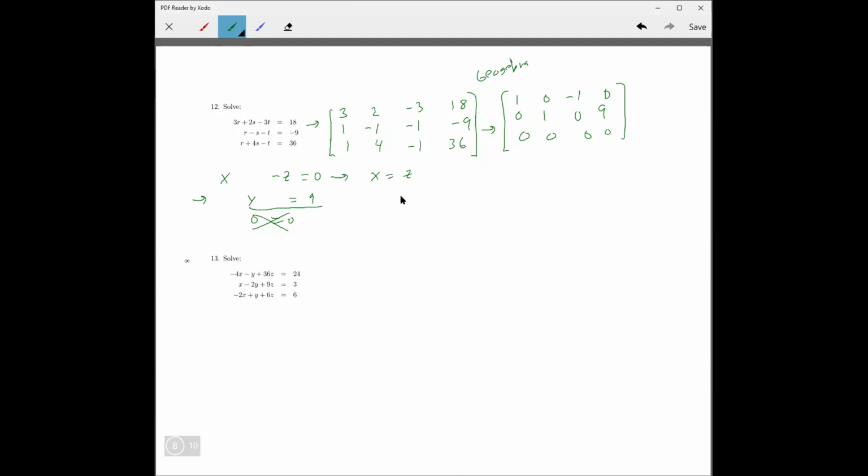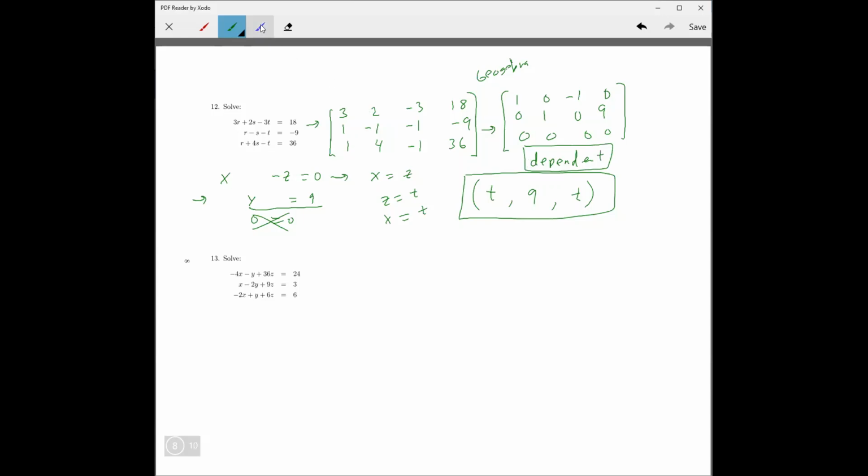set, whoa, the WebAssign, I think they messed up. It should say z equals t, and that means x is going to be t also. So that gives you x is t, y is 9, and z is t. Okay, so that's going to be the solution, and it is dependent because there's infinitely many solutions. So both of those.